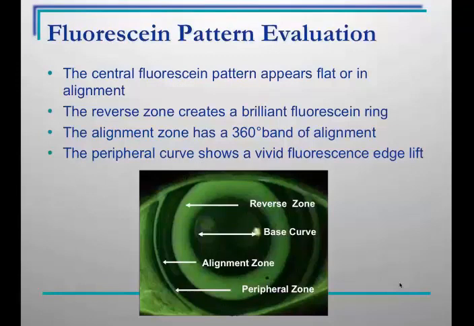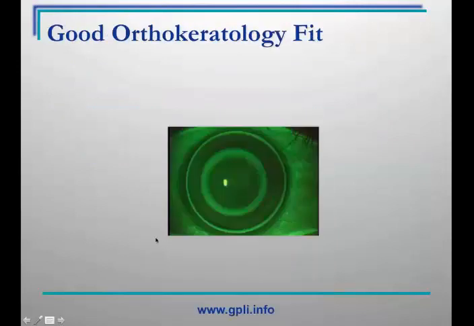This shows a good or optimal fitting relationship, and essentially it's a bullseye pattern where you have what appears to be a flat center fitting lens accompanied by paracentral pooling, mid-peripheral alignment or bearing, and then slight peripheral clearance, as you can see here. And this is, again, another good example of a proper optimum lens-to-cornea fitting relationship in corneal reshaping, also known as overnight orthokeratology.